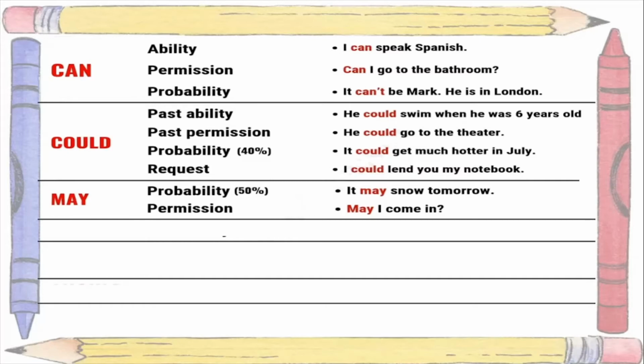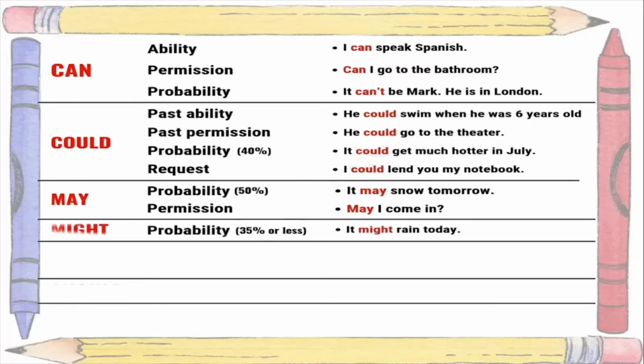Permission: May I come in? So this is something which we always use in class, isn't it? When you step out of your classroom for something and you want to enter your class, you ask your teacher, may I come in? So that is, you're seeking permission to come into your classroom.